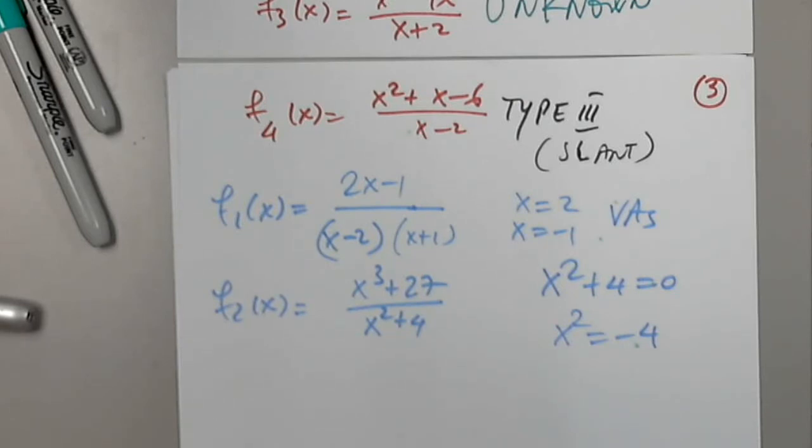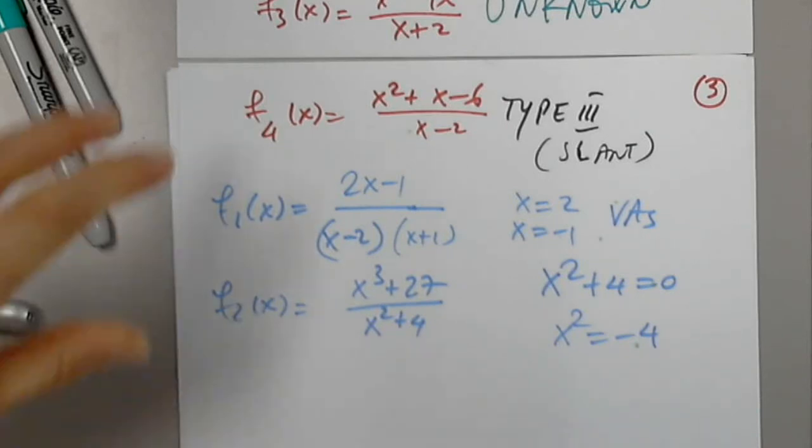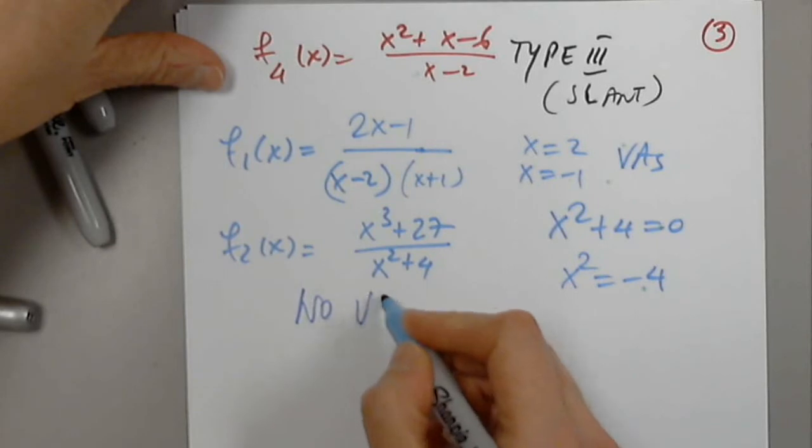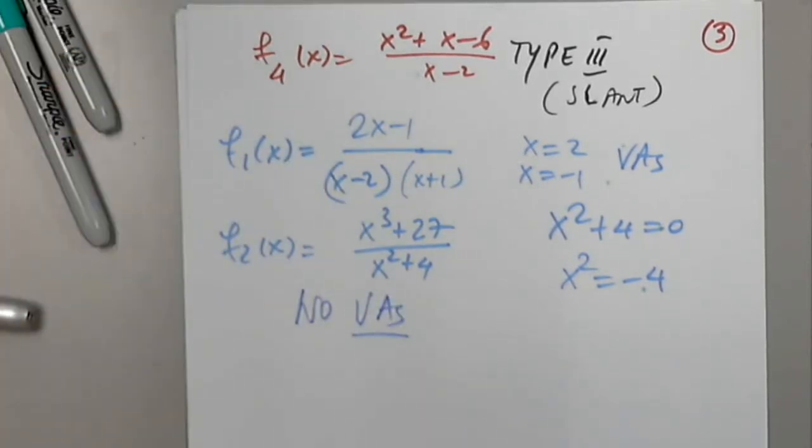Does it have vertical asymptotes? Because it's defined where? Everywhere. It's never undefined. It happens that this is a rational function that does not have vertical asymptotes. It's always defined. Give me any number. I'll square it. Plus 4 will never be 0. So no VAs. Yes, Damon, go ahead.